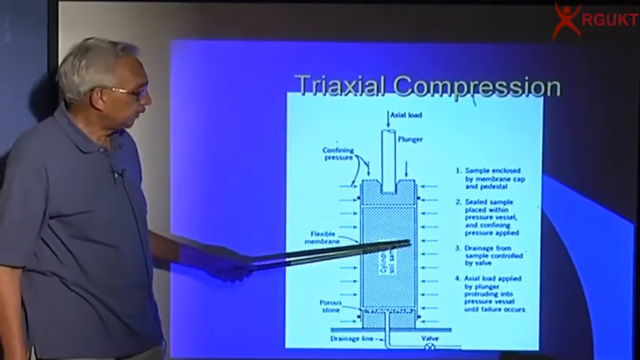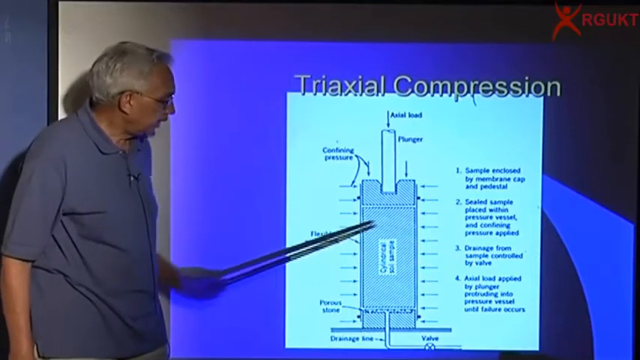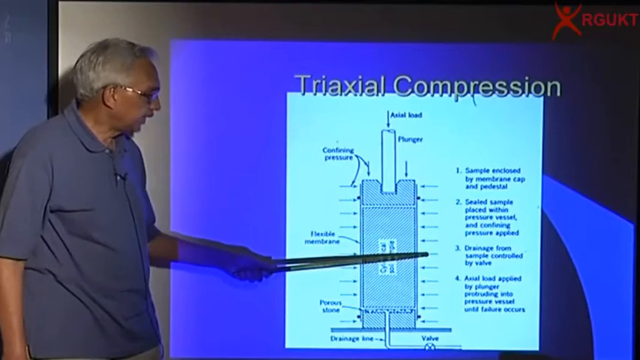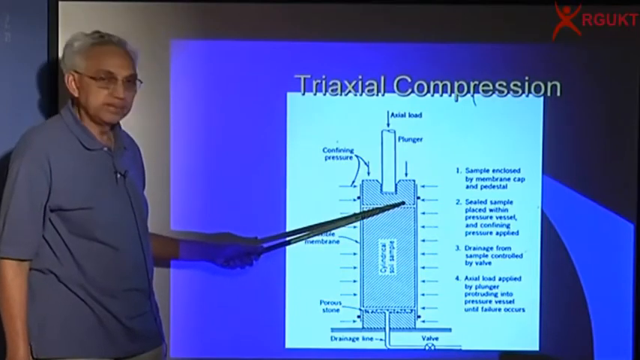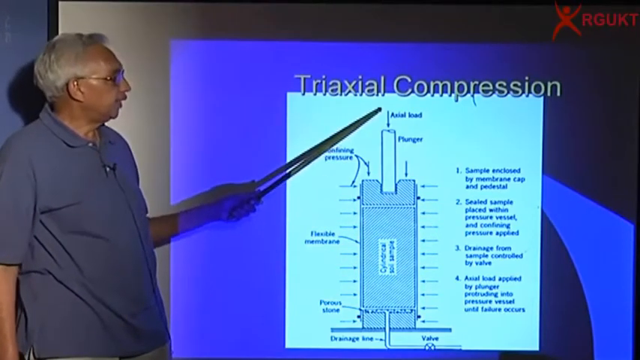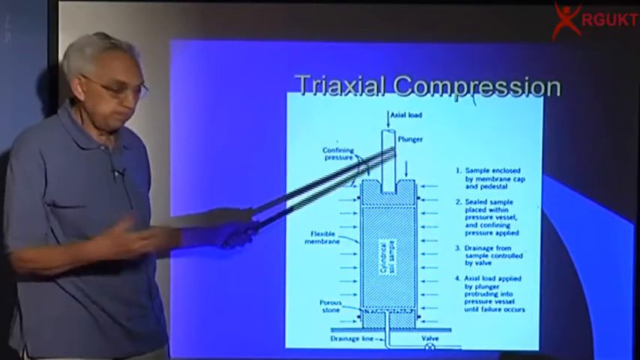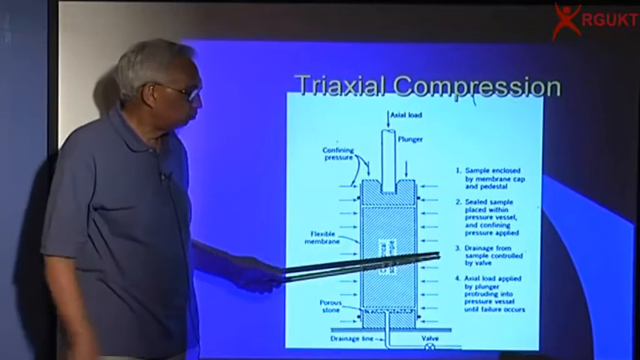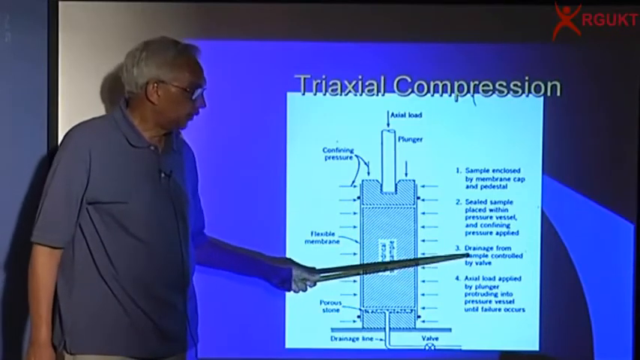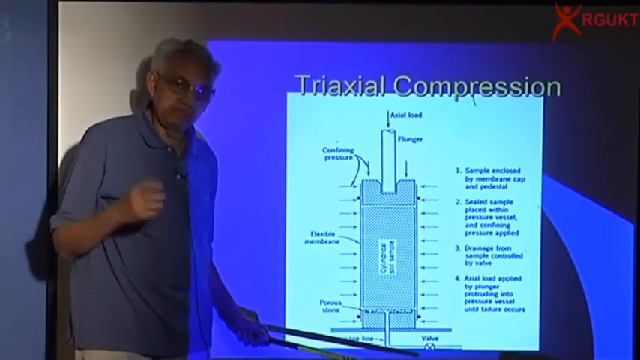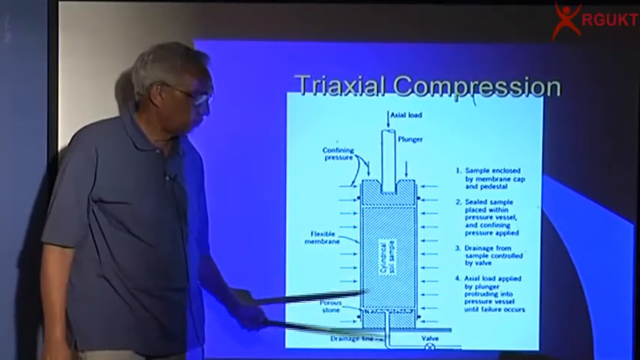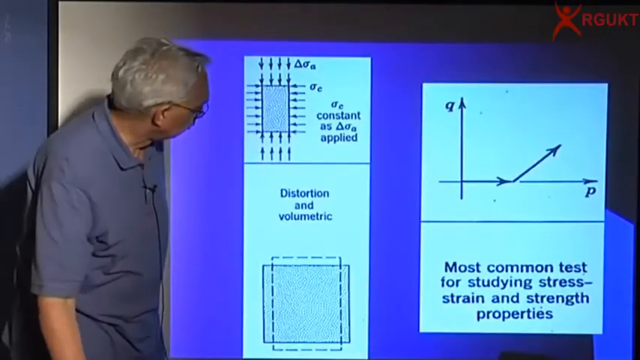So the sample is sealed by the membrane, and I can apply through water a hydrostatic pressure which is acting on the sides and on the top also. The additional axial load is applied by means of this plunger, which pushes it. So this is how we can control. The drainage is controlled by the valve. If I open it, volume change can be measured, otherwise the pressure can be mobilized.